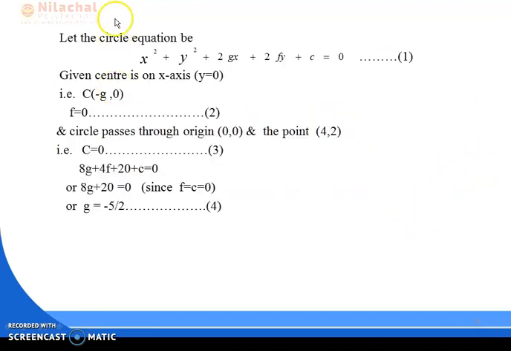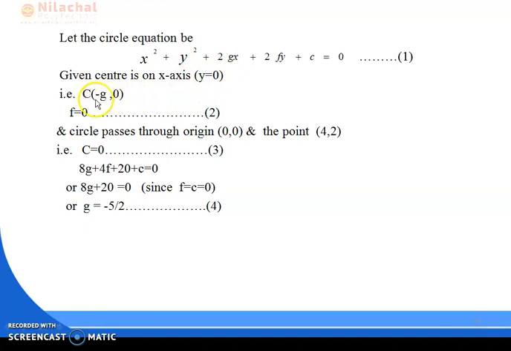So let's see. Let the circle equation be the general equation of the circle. If you don't know the circle equation, let it be our general equation of the circle: x² + y² + 2gx + 2fy + c = 0. Equation number 1. Then the center is on the x-axis. X-axis means what? y equals 0.